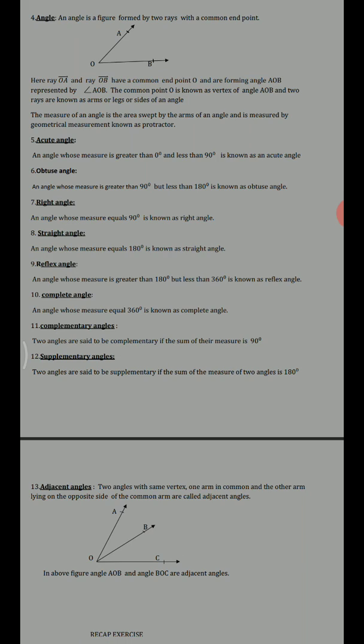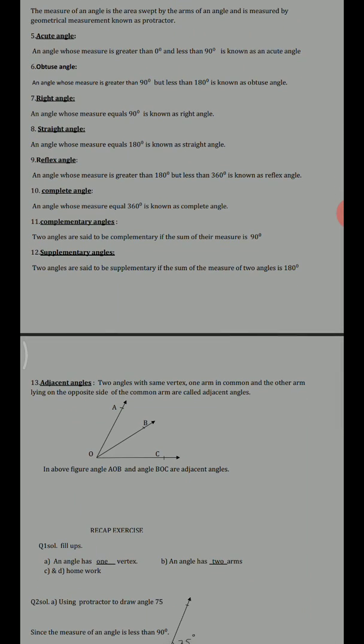12th, same as complementary, but the difference is that the sum should be 180 degree now. That means if you add two angles such that their sum equals 180 degree, we can say that they are supplementary angles, like 120 adding with 60, they form 180 degree. So we can say that they are supplementary to each other.